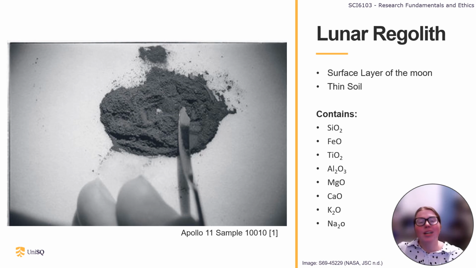So, what is regolith? Regolith is a thin soil that has a similar consistency to the topsoil you might put on your garden. Extensive chemical analysis of Apollo mission samples retrieved last century have shown that regolith is made up of many compounds, primarily oxides. These include silicon dioxide, ferrous oxide, titanium dioxide, aluminium oxide, magnesium oxide, calcium oxide, potassium oxide, and sodium oxide.